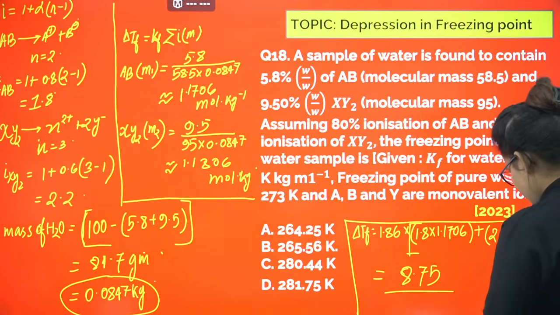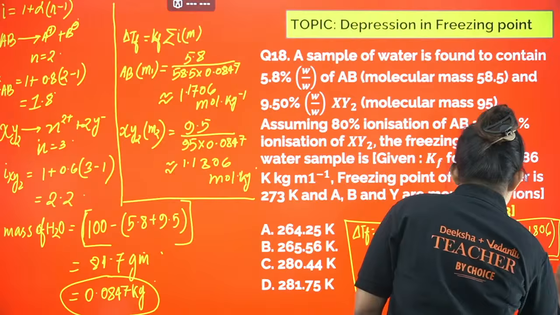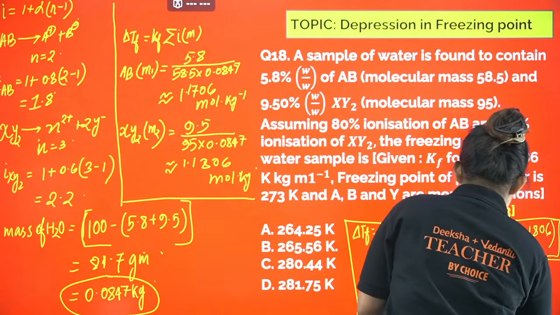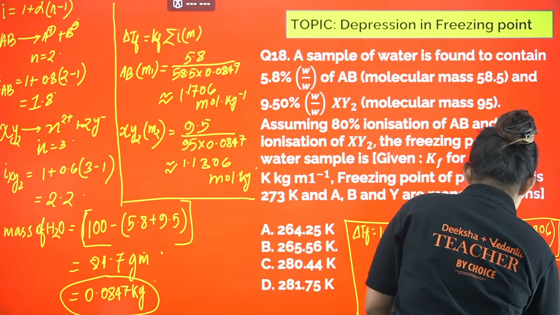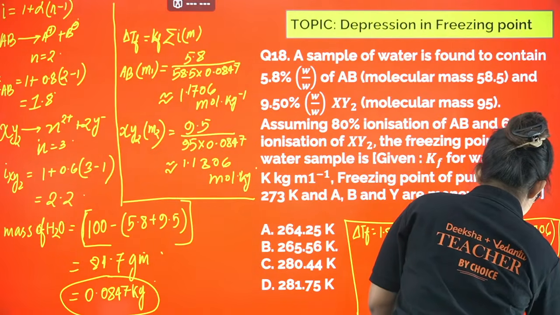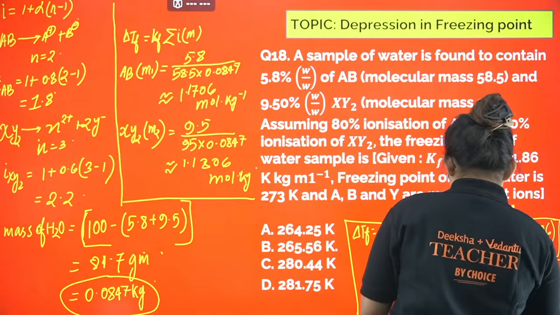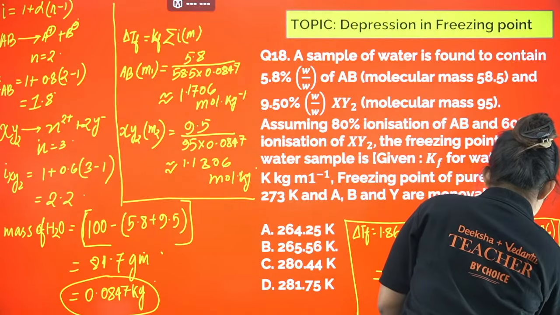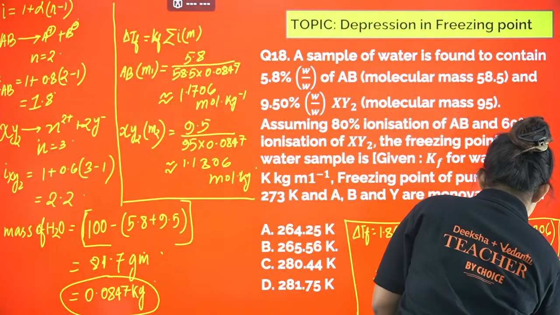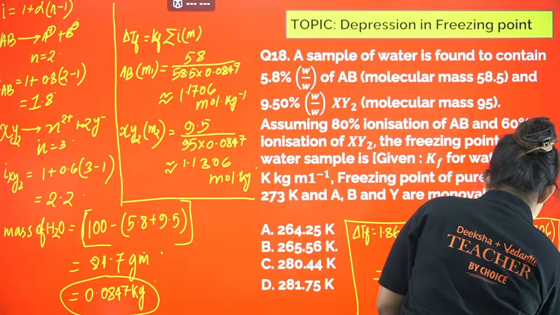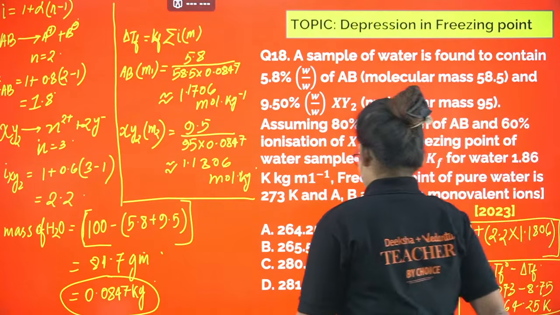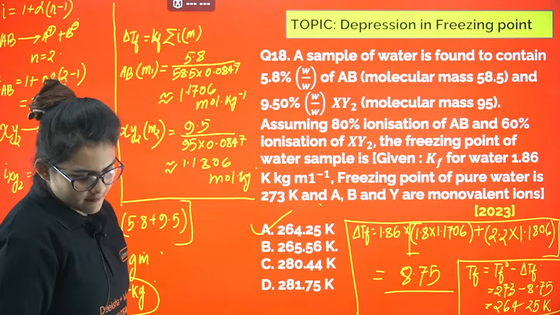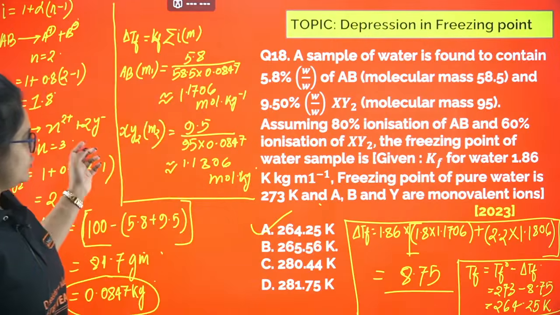Okay, so now I have to calculate TF. TF is nothing but TF naught minus delta TF. So TF naught is how much? 273 minus 8.75, right? This will give you 264.25 Kelvin. Okay, this is your answer. I guess this is clear to you.